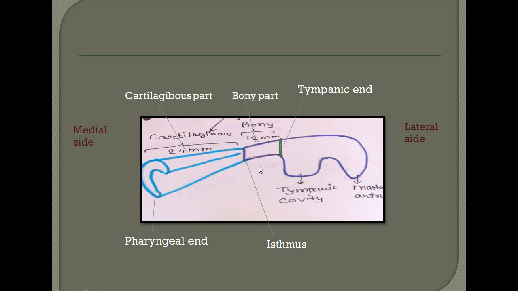Here you can see in this diagram, this is the auditory tube having tympanic end on lateral side and pharyngeal end on medial side. It is having these two parts. One is bony part which is communicating with the tympanic cavity on one side, while on other side it is attached to the cartilaginous part.